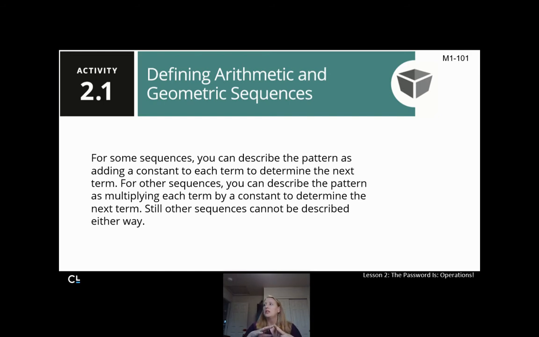So for some sequences, you can describe the pattern as adding a constant to each term. You keep adding the same thing over and over again. For other sequences, you can describe the pattern as multiplying each term by a constant to determine the next term. Again, multiplying by the same thing over and over again. Still, there are other sequences that couldn't be described either way. So this is one way that we can group our sequences.